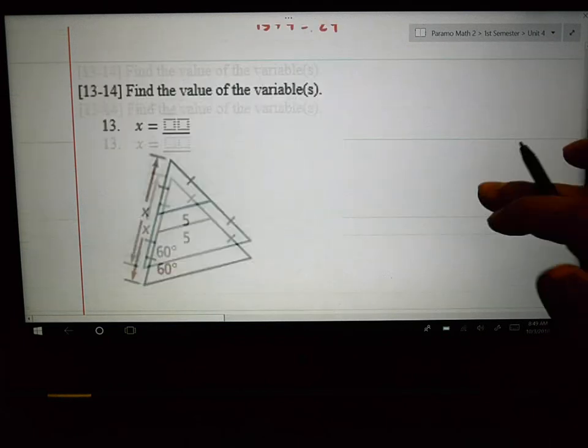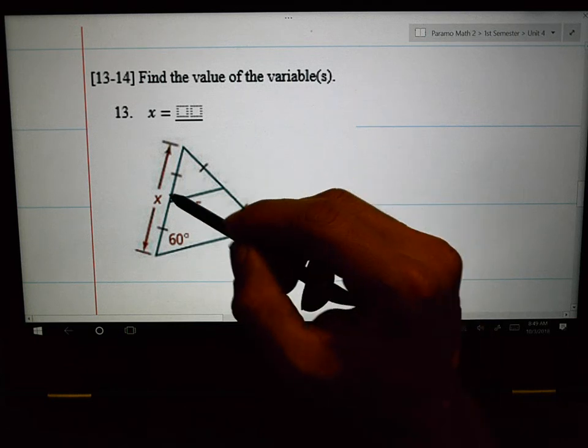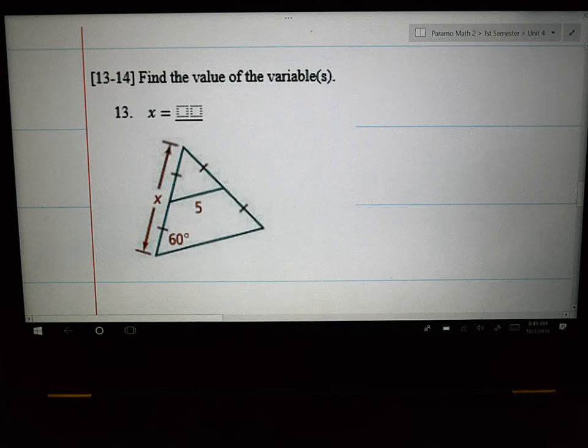My last example for you. Number 13. Find the value of the variables. This one's a little bit tougher because it's a mid-segment and there's some other things going on here. I chose this one because it's not just dealing with mid-segments, but it has something to do with something you learned in Unit 3. X is this length, so let's just talk about this.